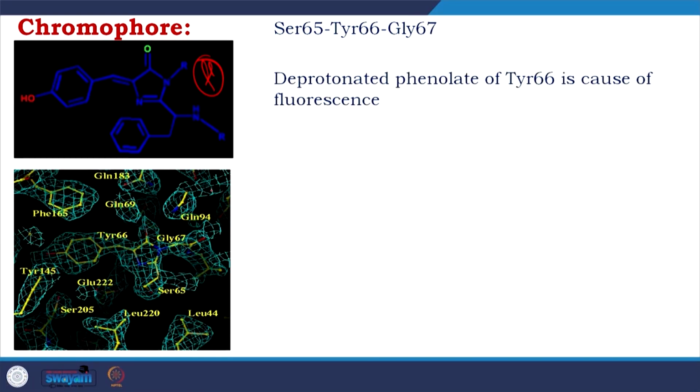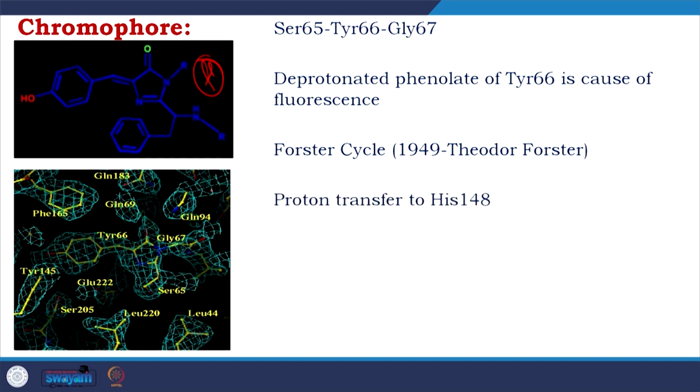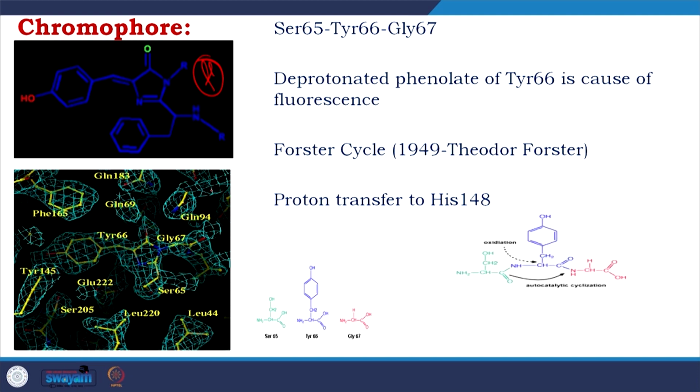The deprotonated phenolate of tyrosine 66 is the cause of fluorescence. I am going to show you. It is a Förster cycle and the proton is transferred to histidine 148. How are we looking at this? These are the three: serine 65, tyrosine 66 and glycine 67. So, initial oxidation happens and an auto-catalyzing cyclization takes place. Then you get this thing here, the final fluorophore, which contains a series of conjugated double bonds.